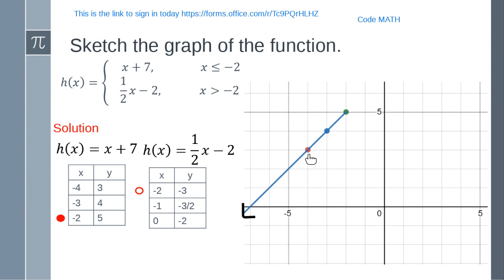-4, +3, which is again in like a pink color, I want to say. When x is equal to -3, we have a +4, which is in blue, and the -2 gives me this 5, which is in my green.